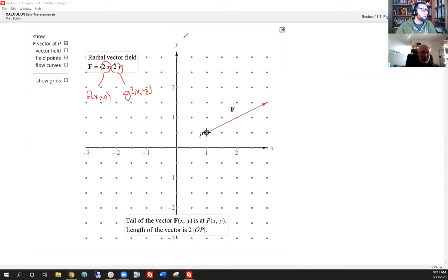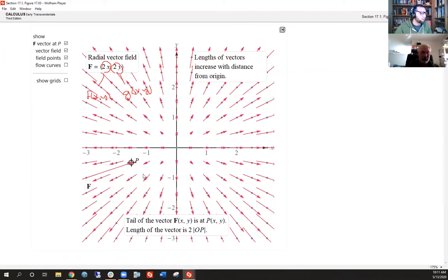Okay. And so we could find all those vectors at all of these different points. And if we found these vectors at a whole bunch of different points, that would give us a way of visualizing the vector field. So here's that vector field.